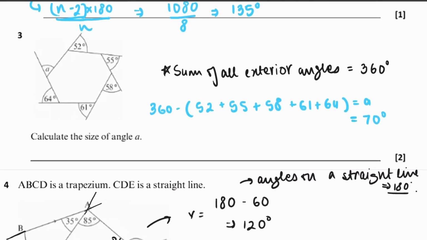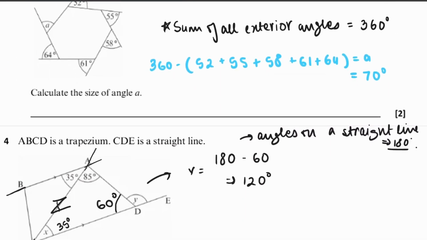Now the third question is: calculate the size of angle A. Okay, so angle A is an exterior angle. And we know the property which needs to be applied here is that the sum of all exterior angles equals 360 degrees. We know this already, right? And we have all the other exterior angles. So what we are going to do is 360 minus the sum of all the other angles, and that would give us A. So we will do 360 minus those angles, which gives 70. So the value of A is 70 degrees.